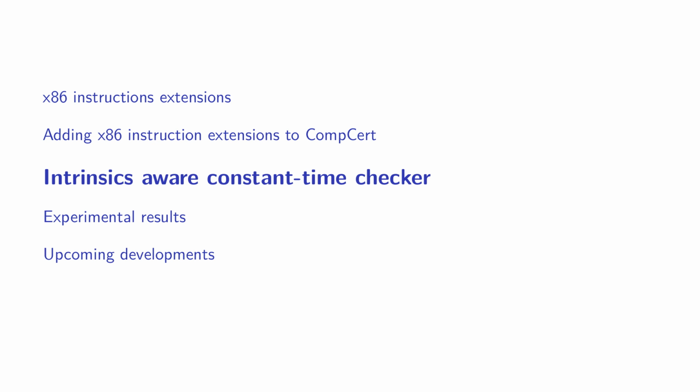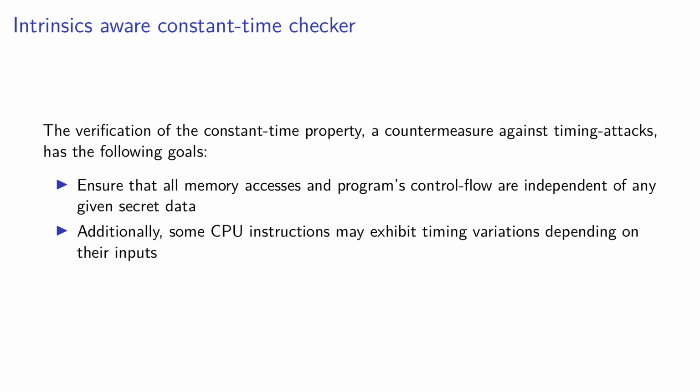I will now introduce the intrinsics-aware constant-time checker. And for this, first I will talk a bit about the constant-time property. The main goal of the verification of the constant-time property, which is a countermeasure against timing attacks, is to ensure that the execution time is independent of any secret data. For a program to be constant time in relation to its secret inputs, its control flow or memory accesses must not have any dependency on secret data.